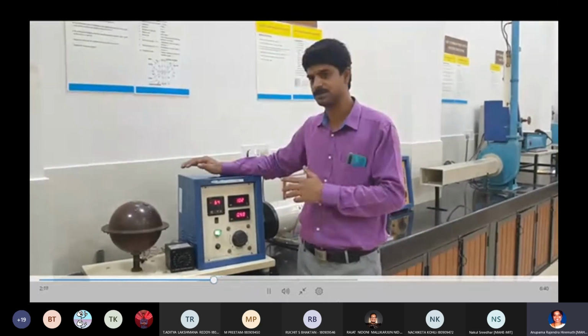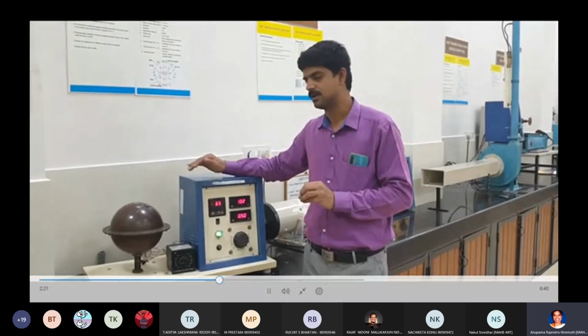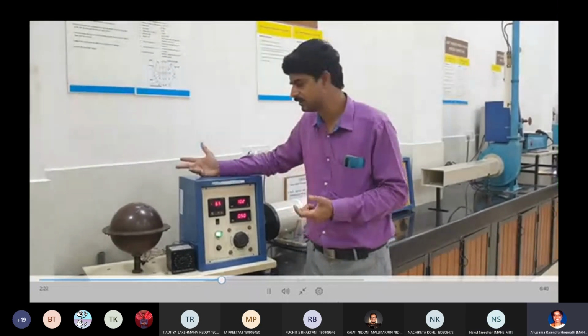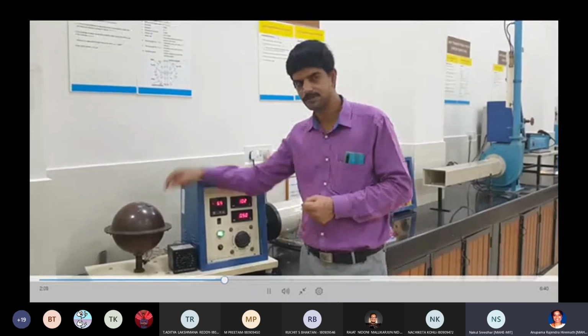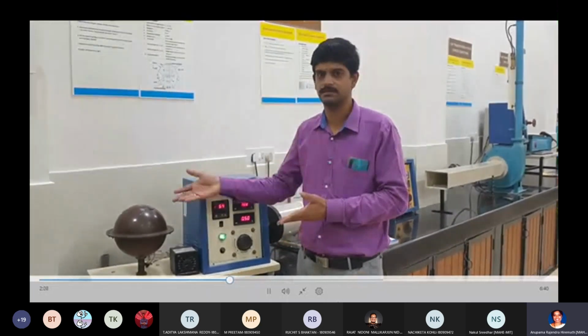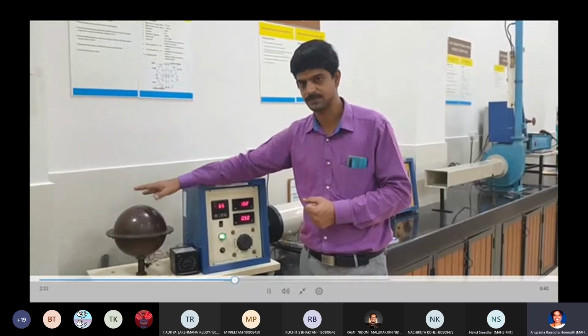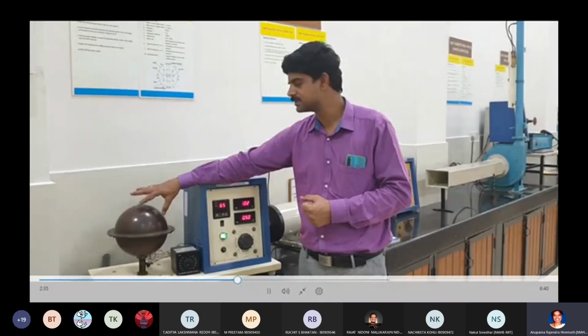But in this experiment, the objective is to find out the thermal conductivity K. So that is the unknown. What is it that we know then? We know the thickness of the insulation because we have a geometry here. It's already measured and the data is known. We know the inner radius and outer radius of the insulation, so we know the thickness of the insulation.